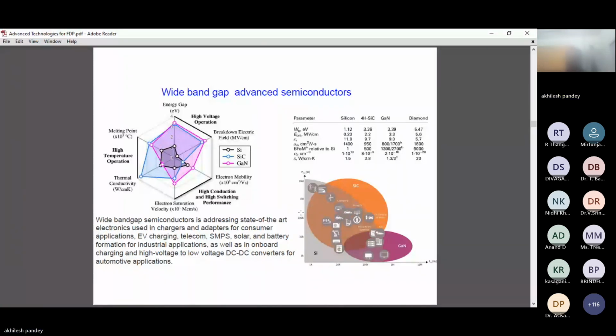widely used. So the wide band gap semiconductors address state-of-the-art electronics used in chargers, adapters for consumer appliances, electric vehicle charging, telecom, switch mode power supplies, solar and battery formation for industrial applications, as well as onboard charging, and high voltage to low voltage DC to DC converters for automotive applications. These are the several applications of the wide band gap semiconductors.